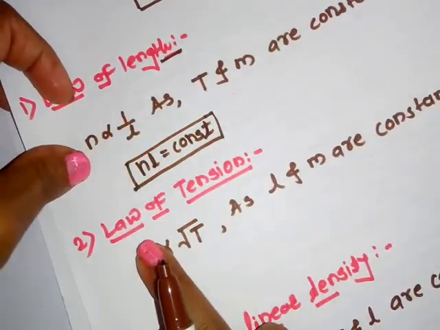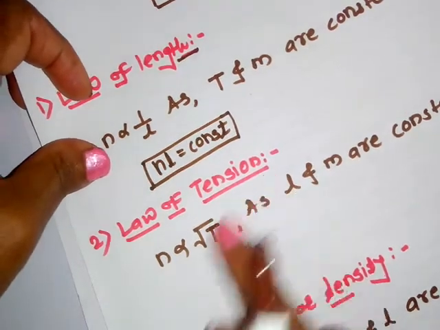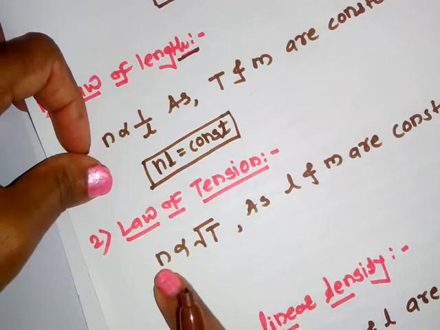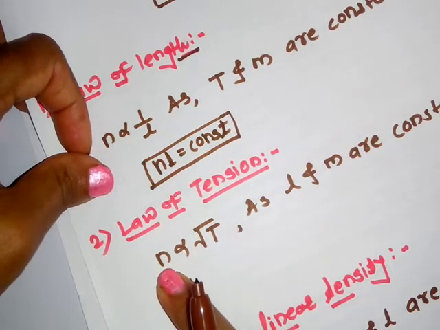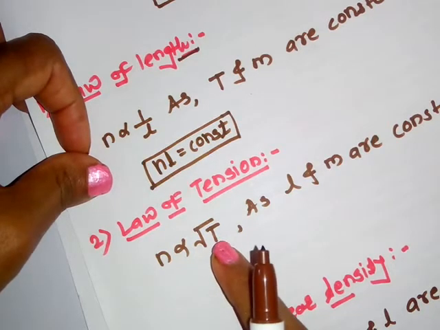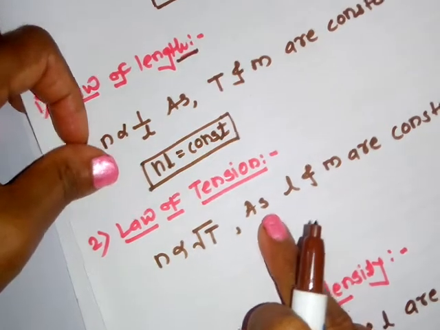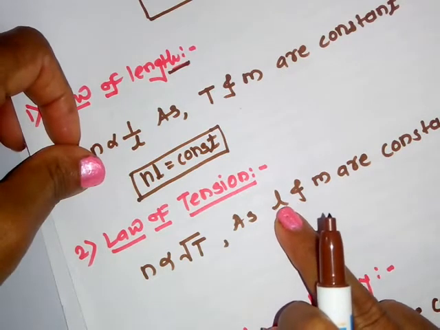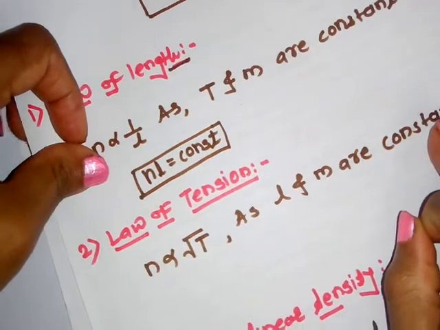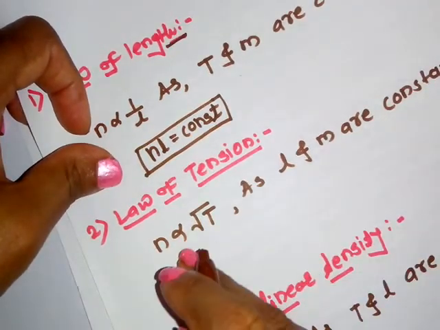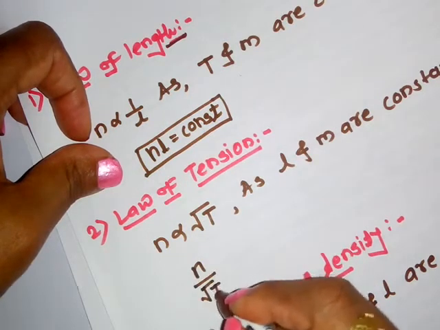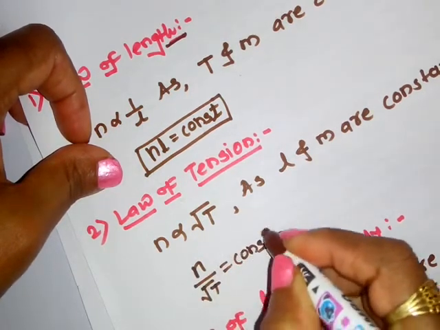Now the second law is the law of tension. Here n is directly proportional to under root of T, which means the fundamental frequency of vibration of a string is directly proportional to the square root of applied tension. At that time L, the vibrating length, and M, the mass per unit length, are constant. This formula can also be written as n upon root T is equal to constant.